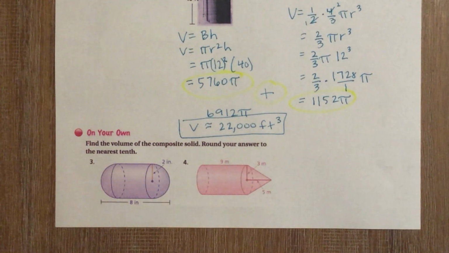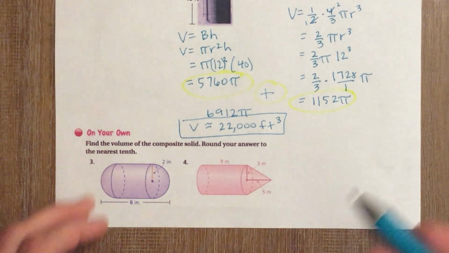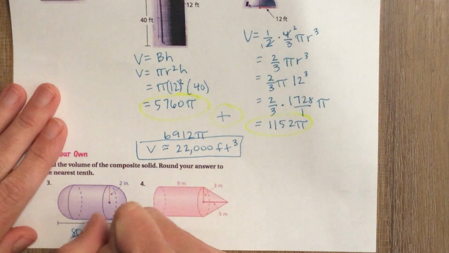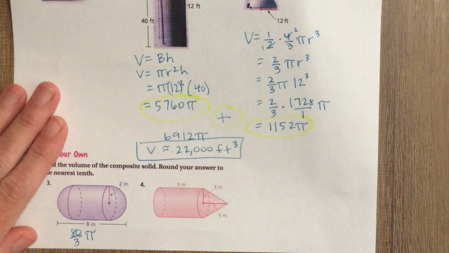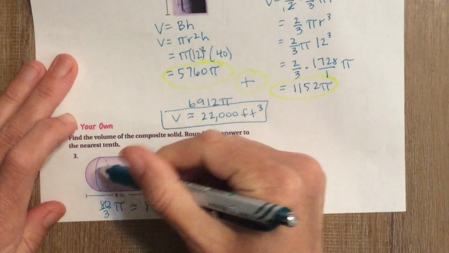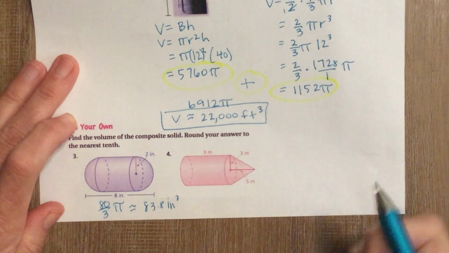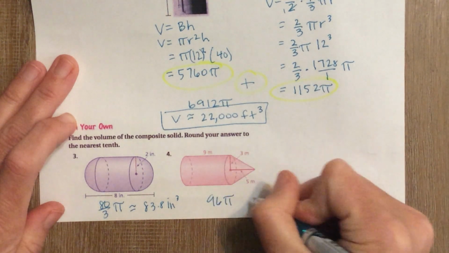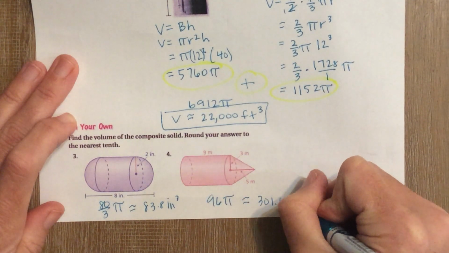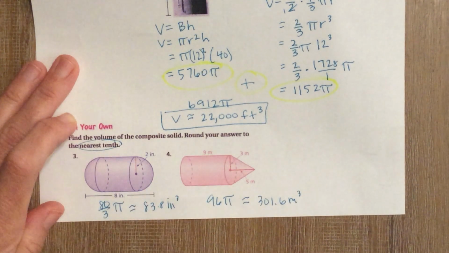I actually forgot to get the answers for you, so let me find those really quickly. All right, the answer to number 3 is 80/3 pi. That's what it looks like in terms of pi, and that is about 83.8 inches cubed. Again, it's a cylinder and a sphere together. Number 4 is your cylinder and a cone together, and that was 96 pi, which is about 301.6 meters cubed, because the directions say the nearest tenth.